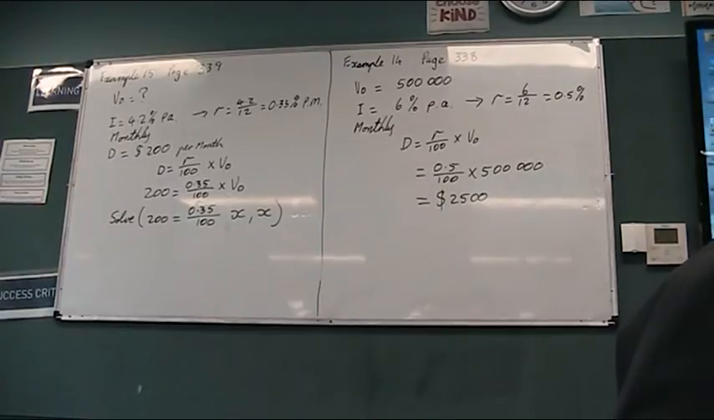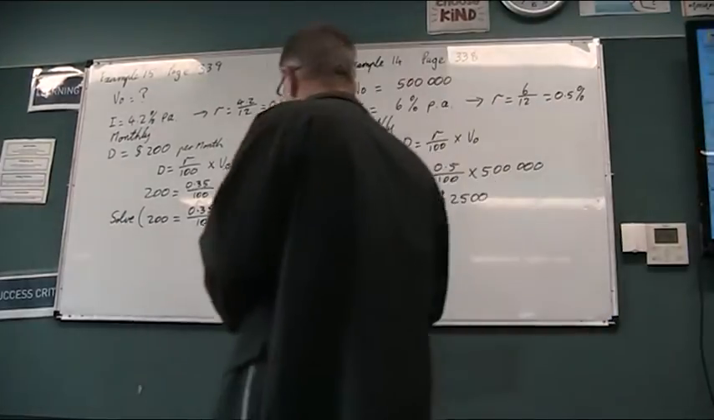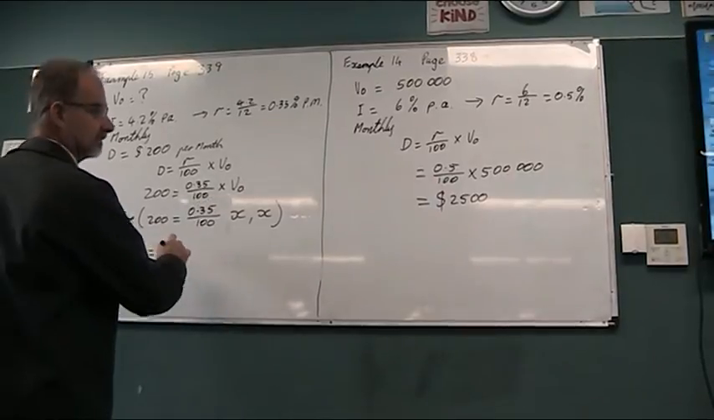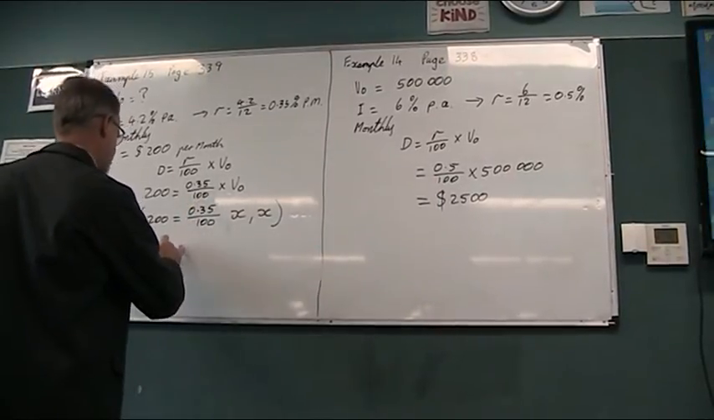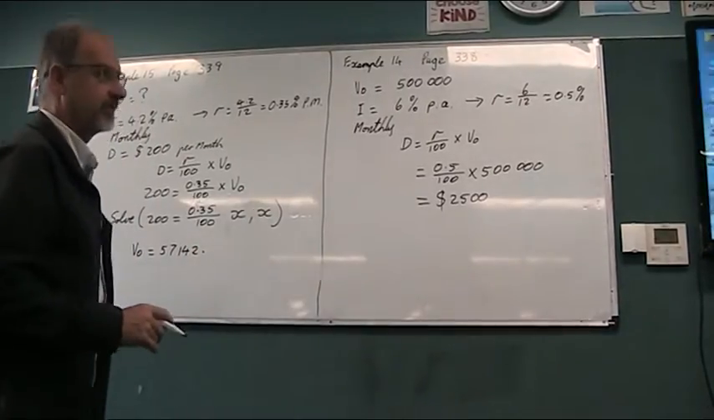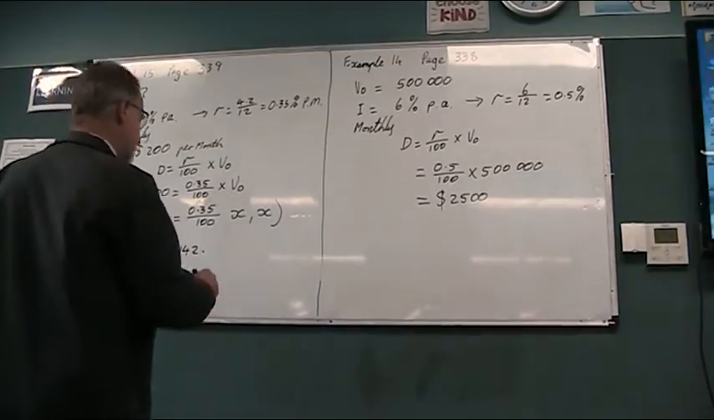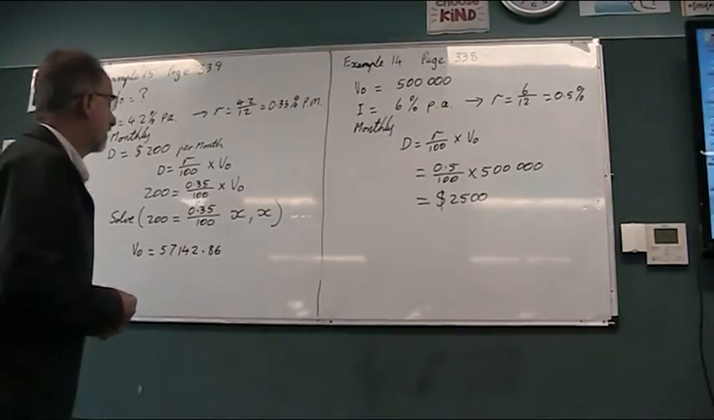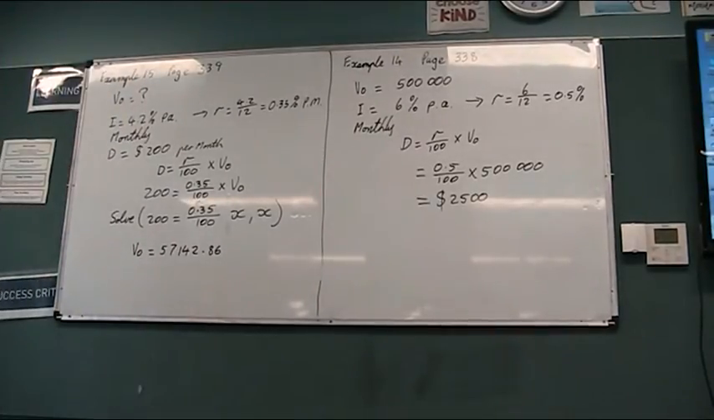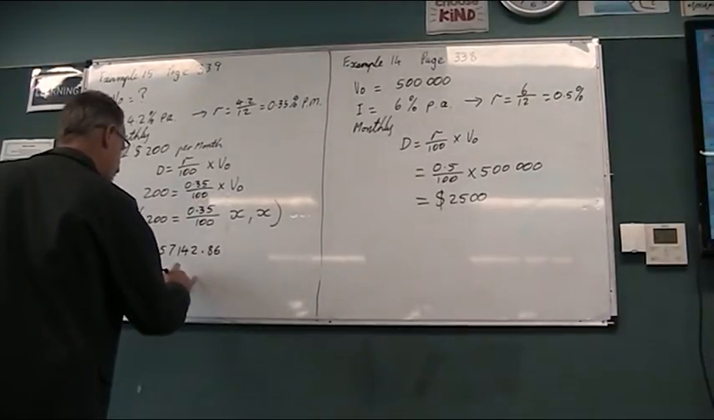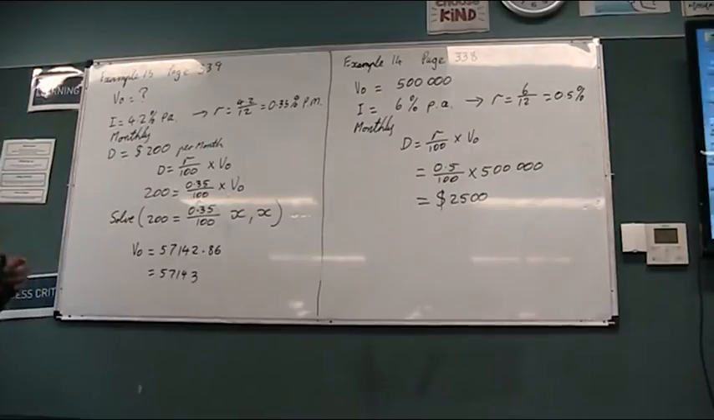So how much have we got to put in? $57,143. Mm-hmm. $142. If you want to be really fussy, 86 cents as well. It said to the nearest dollar. Did it? So to the nearest dollar, that is 143. Okay.